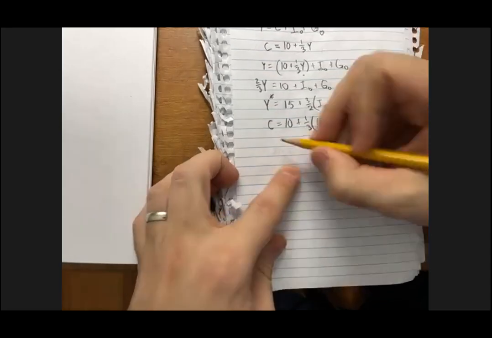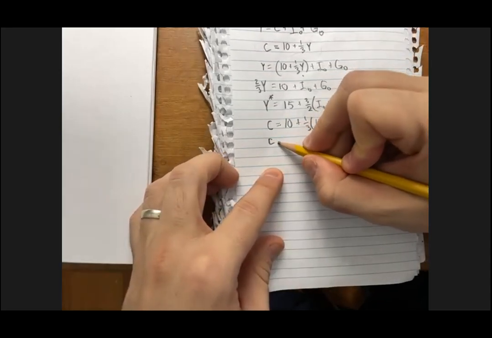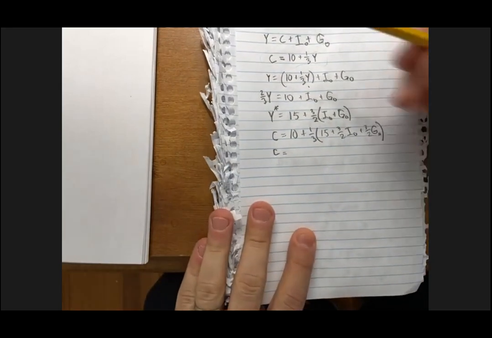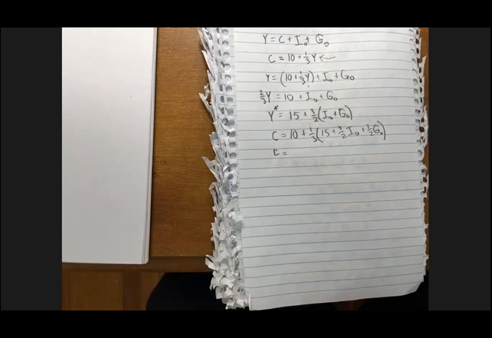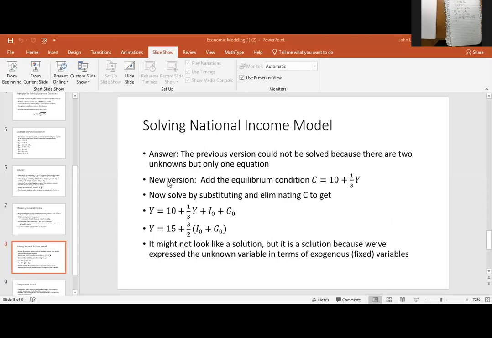I have a quick question. I was a little late due to connection problems, but where's the 1/3 from again? It comes from here. No, this is from my example on my slides. Look right here. Add the equilibrium condition C equals 10 plus 1/3 Y.